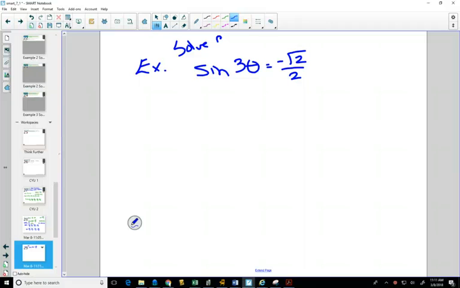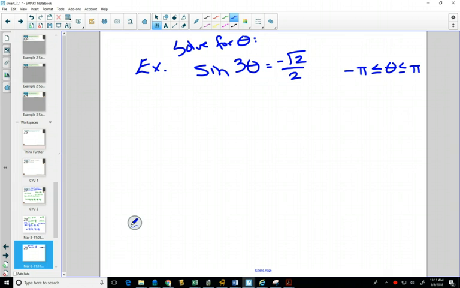Solve for theta. Sine of 3 theta is negative root 2 over 2. But this time we're solving for theta between negative pi and pi. So what happens if you start with a domain different than 0 to 2 pi?